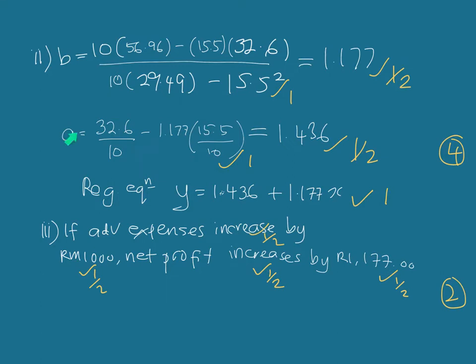Then calculate A, which is the y-intercept, and substitute inside the formula. Again, we are given 1 mark, and the answer is 1.436, so another half a mark here. So the regression equation is y equals 1.436 plus 1.177x. So 1 mark for writing the equation.